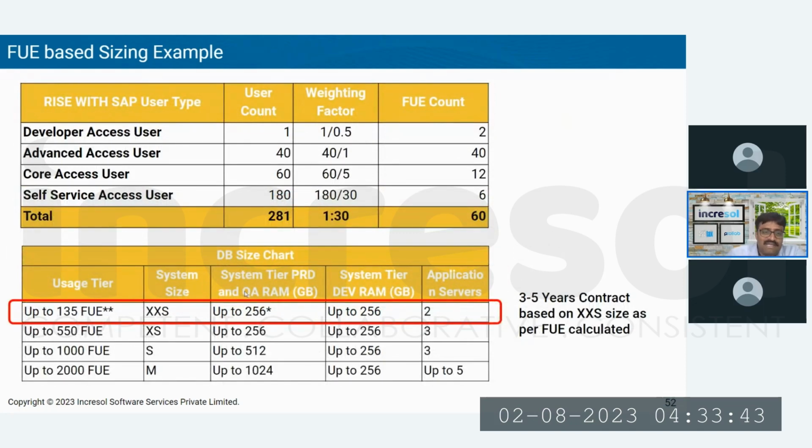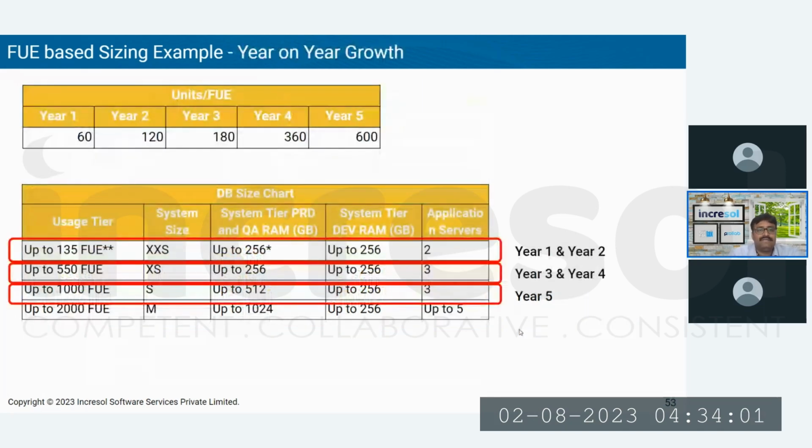For example, my FUEs are coming as 60 and I'm okay with a 2-tier landscape, like dev and production only. Then I will start with XXS on day 1. What will happen if my FUEs grow in the span of the next 5 years? Then you can see how it will work. Here we have simulated: year 1, I have 60 FUEs. Year 2, I have 120 FUEs. Year 3, my licenses became 180. Year 4, 360. Year 5, 600 FUEs, my user licenses.